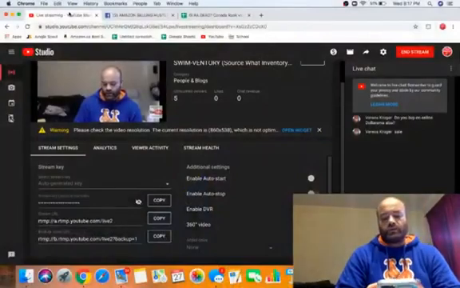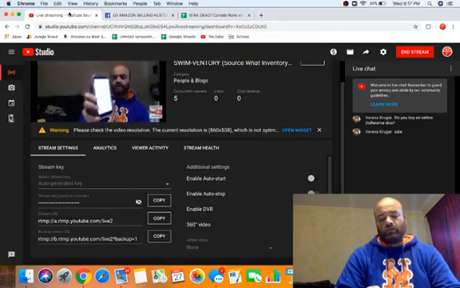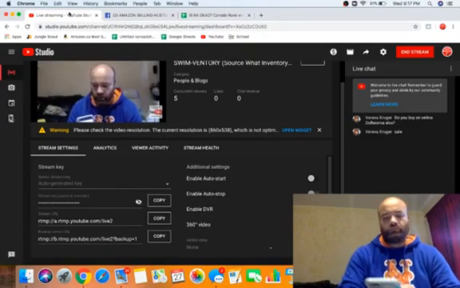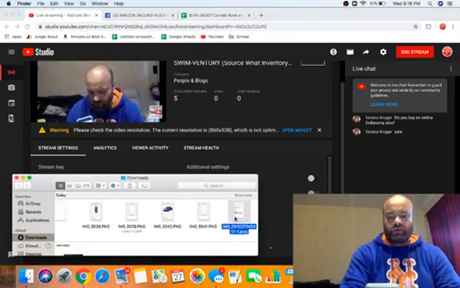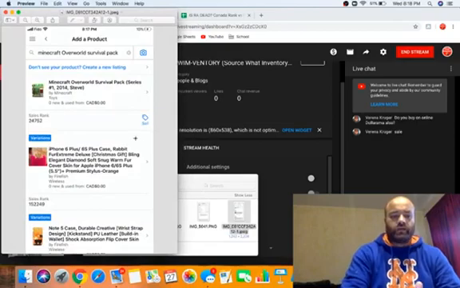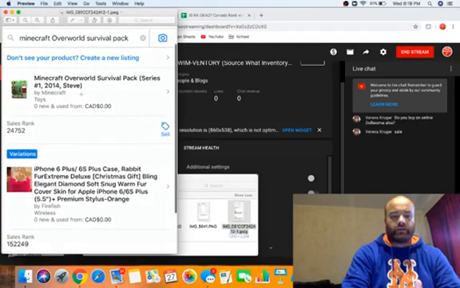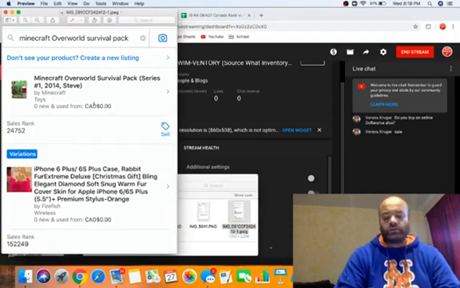Let's go to live stream. Let's flip it. I'm going to see if that will zoom in, if you guys can see it. I'm going to screen share this top one. It's not really zooming in, but here's the rank. Minecraft Overworld Survival Pack, 24,000 rank, but no price. It just means they don't have any at Amazon. Can't sell it to you.